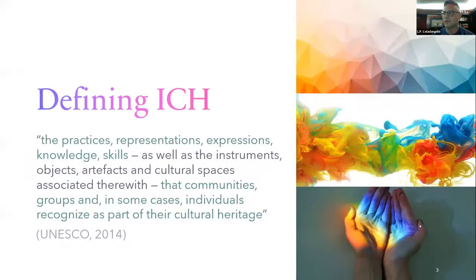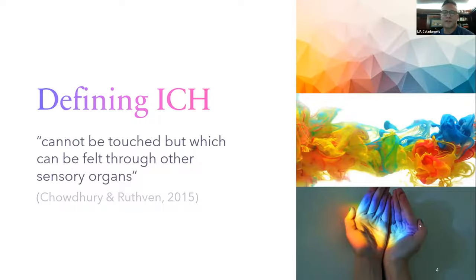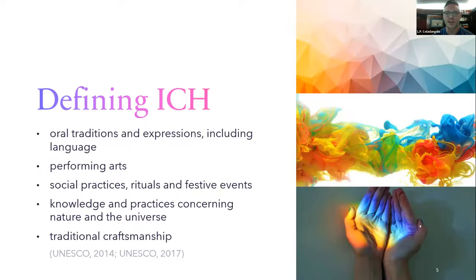So first, as part of the 2003 convention, they defined ICH as the practices, representations, expressions, knowledge, and skills that communities, groups, and in some cases, individuals recognize as part of their cultural heritage. Other scholars have defined this more generally and conceptually, such as that which cannot be touched but can be felt through other sensory organs. The 2003 convention also discussed broad categories, subdividing ICH into oral traditions and expressions, performing arts, social practices, knowledge and practices concerning the universe, and traditional craftsmanship.